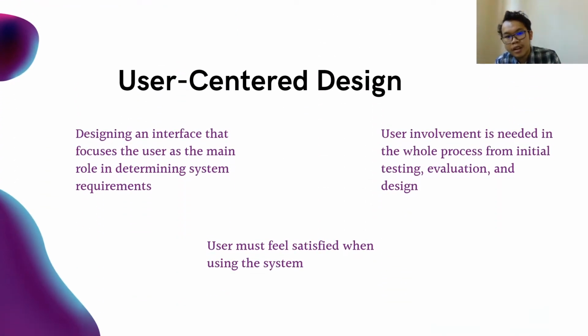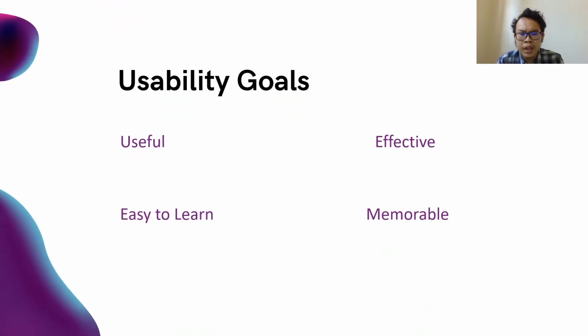User-centered design itself is designing an interface that focuses on the user as the main role in determining system requirements. The user must feel satisfied when using the system, and user involvement is really needed in the whole process, from initial testing and evaluation to the design itself. And the user interface has to meet usability goals, such as being useful, effective, easy to learn, and memorable.